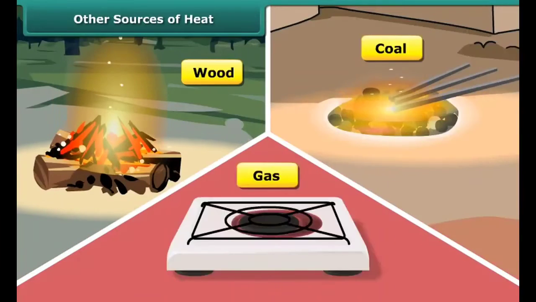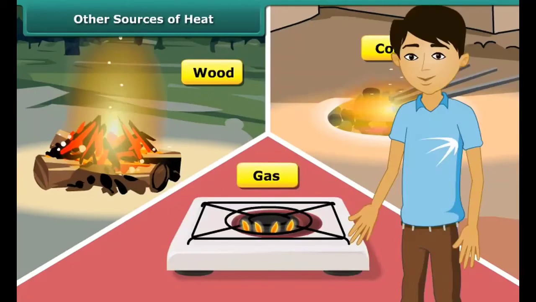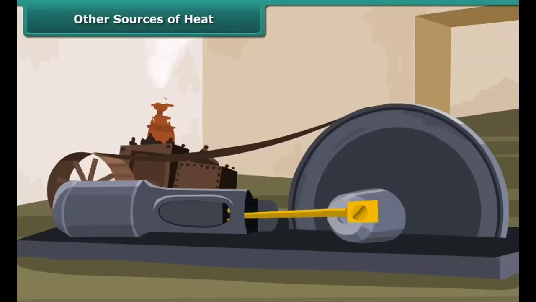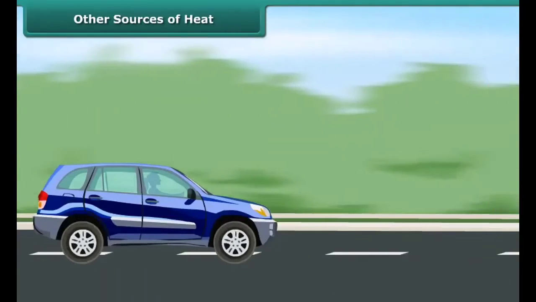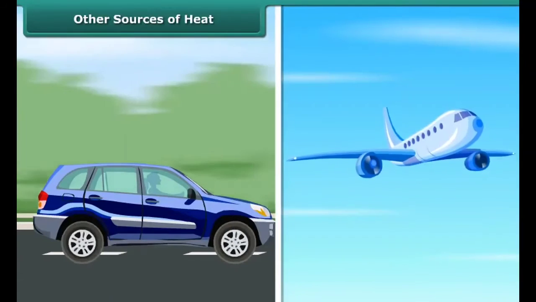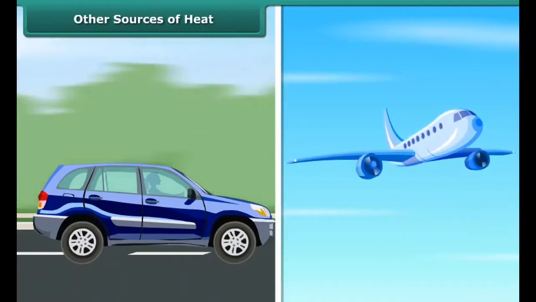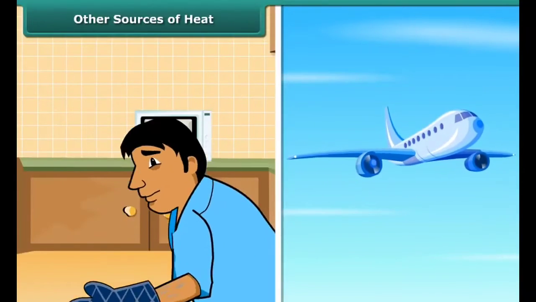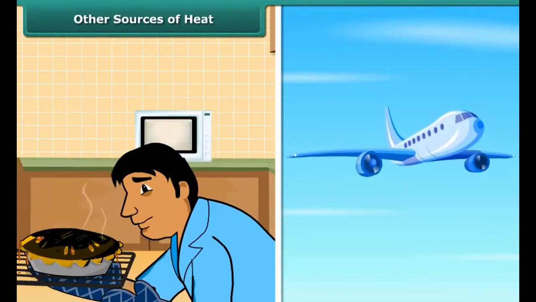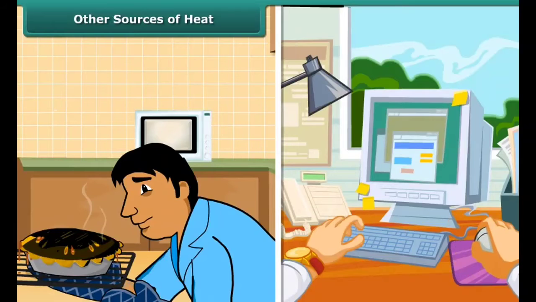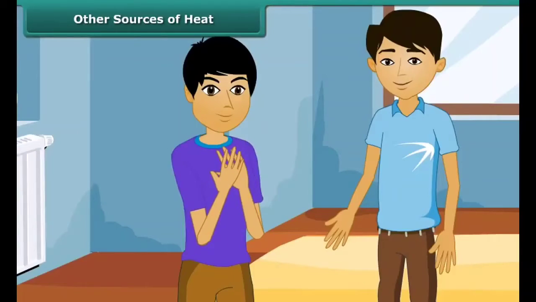Man can generate heat by burning wood, coal, and gas. Wood, coal, and gas are called fuels. Fuels burn in machines to make them work. A motor car runs by burning fuel. An aeroplane flies by burning fuel. Electricity also gives heat. Man uses electricity to cook food and to work machines.